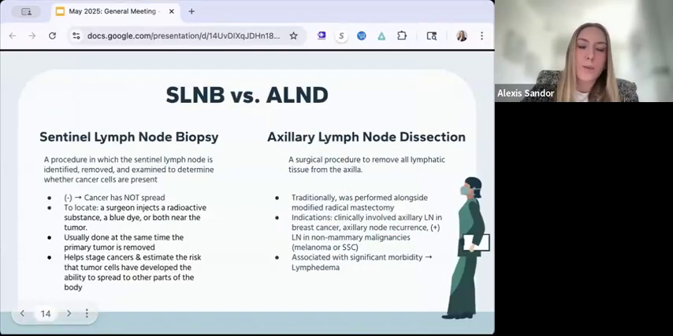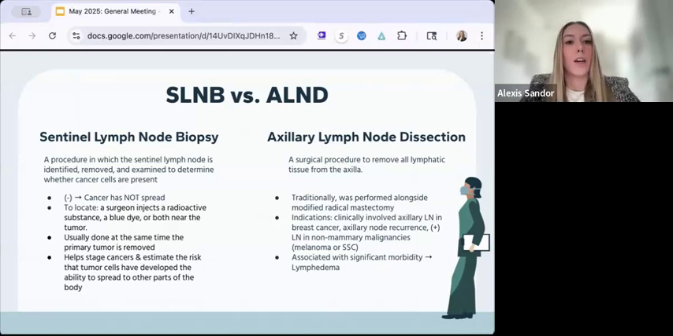So sentinel lymph node biopsy versus axillary lymph node dissection. So a sentinel lymph node biopsy is a less invasive technique to identify the first node that is likely to contain cancer. So it reduces the need for full axillary lymph node dissection when it's negative. This method has actually helped reduce significant surgical morbidity and actually helps stage cancer more precisely.